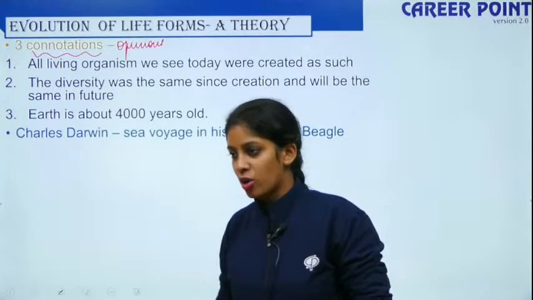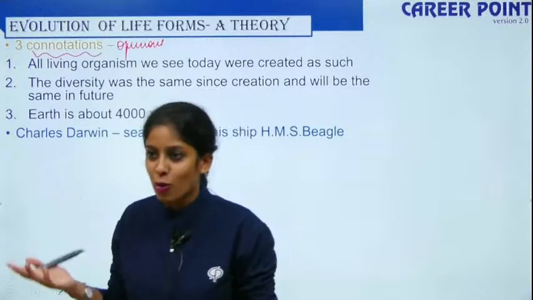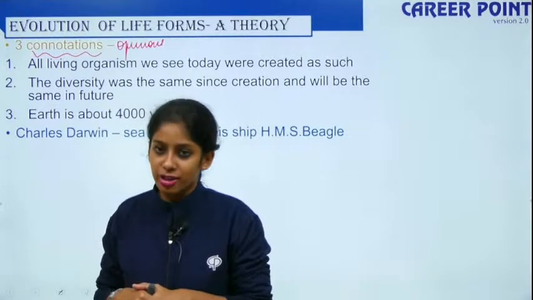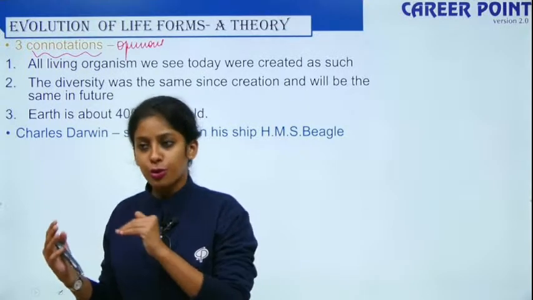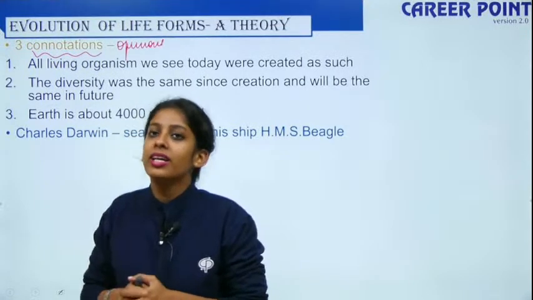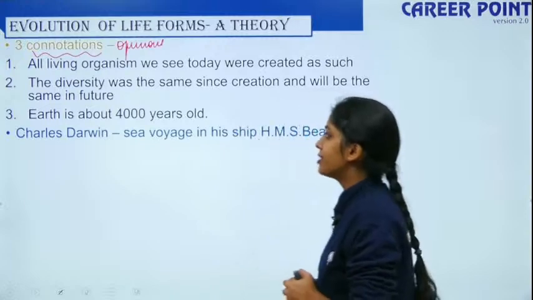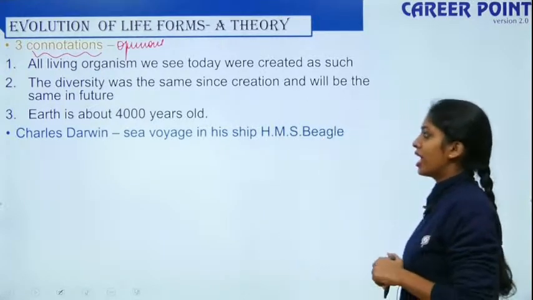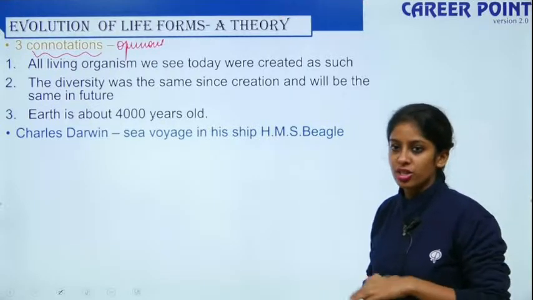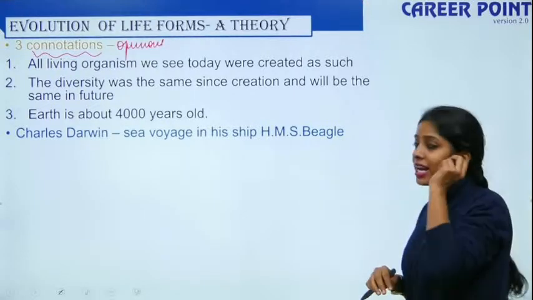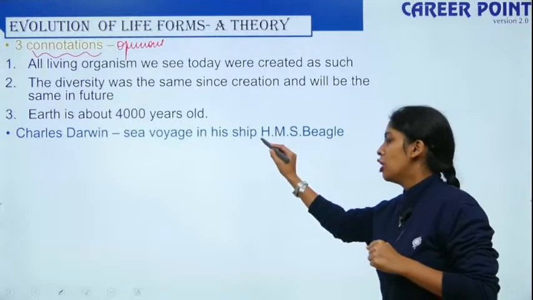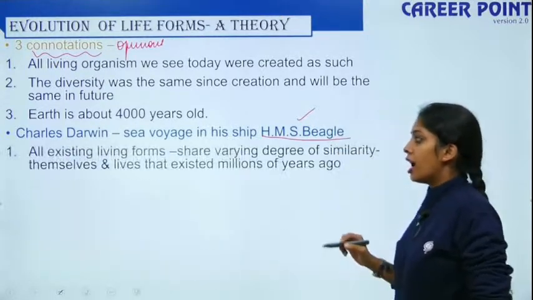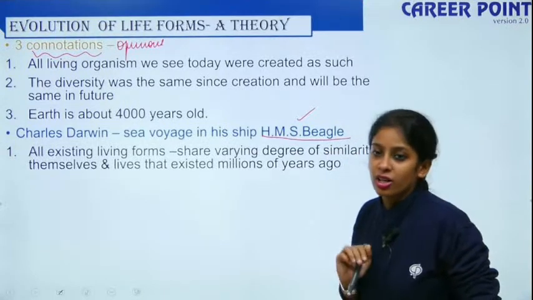Yes, when you have supporters, you have opposers also. There were a lot of people who did not agree with Darwin's evolution, but gradually it was proved that he was right. So people didn't have any option. Charles Darwin is known as the father of evolution. Right? So he went on a voyage. A voyage is a very long journey, in his ship HMS Beagle. I don't know why this is famous, but this is very famous. Okay.